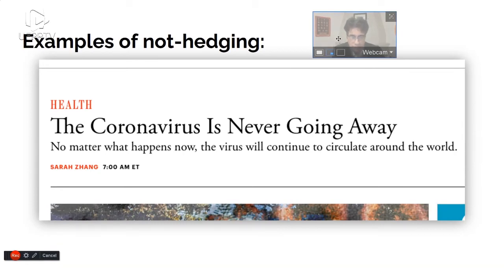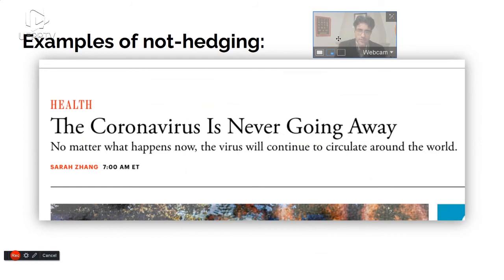You don't see this in scientific articles, this title. The coronavirus is never going away. No matter what happens now, the virus will continue to circulate around the world. Well, that's just terrible news. And you can provoke like that in a news headline, but in a scientific article, that would sound just too absolute. So that's an example of not hedging.